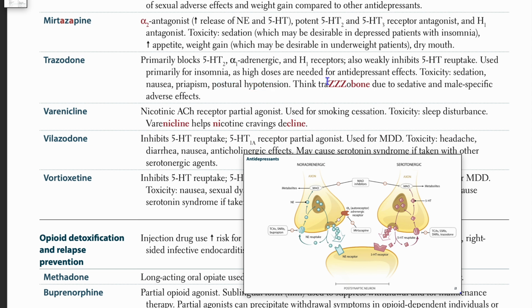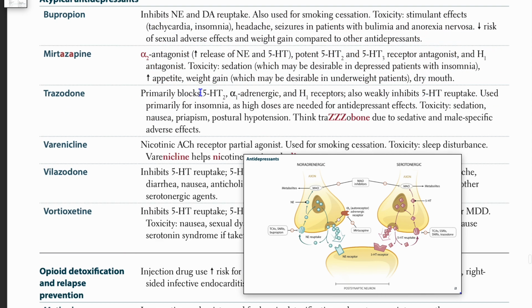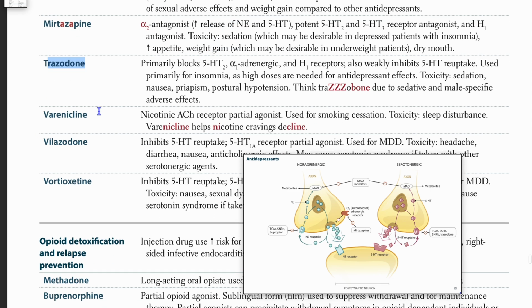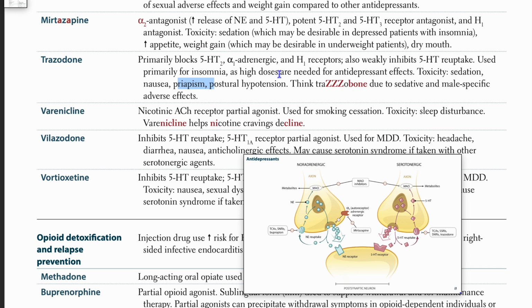So think trazodone, or as trazobone, due to sedative, so it has Z's in it, so you use it for insomnia, and it causes priapism, right? So that's a male-specific adverse effect. This one has a decreased risk of sexual adverse effects. So if someone is on this and they have sexual dysfunction, it's not because of this antidepressant, because this one has a decreased risk of sexual adverse effects. Whereas this one has adverse effects.